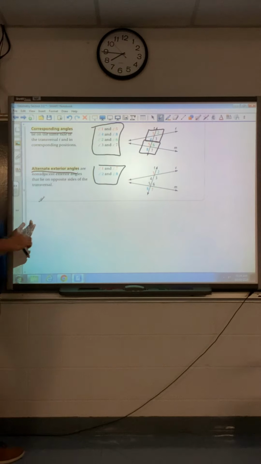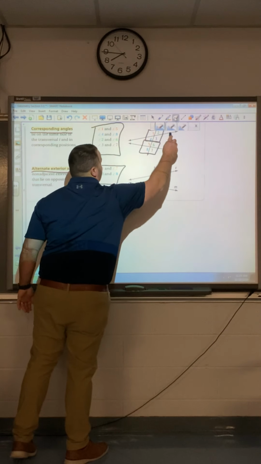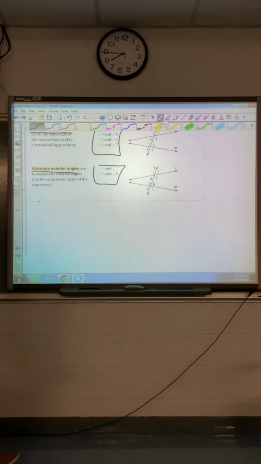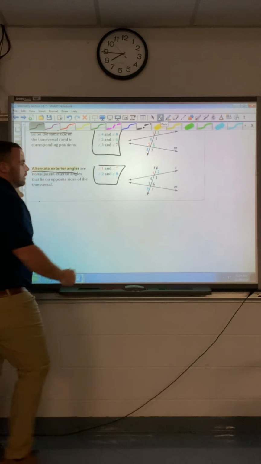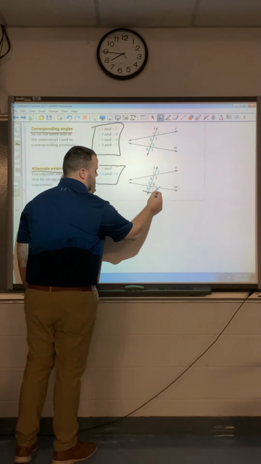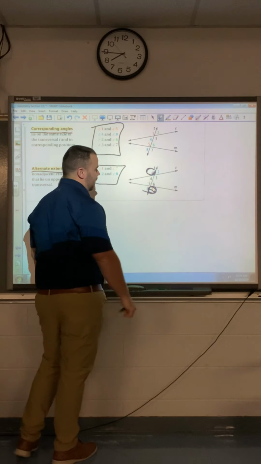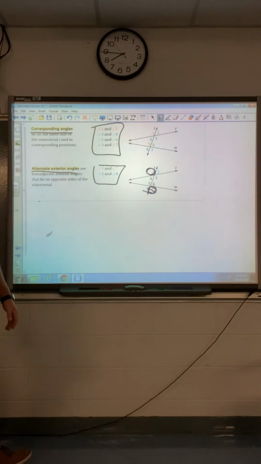Yes. All right, and alternate exterior angles. Those are the ones that are opposite on the outside of each other. So right here, I've got angle 7 is on the opposite of angle 1 on the top. Those are alternate exterior angles. These are just definitions, okay? We'll actually do some math with them in just a second.